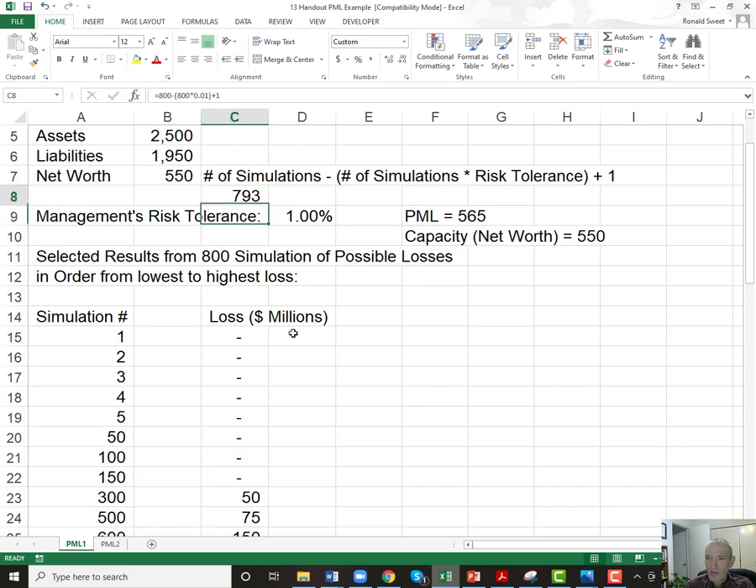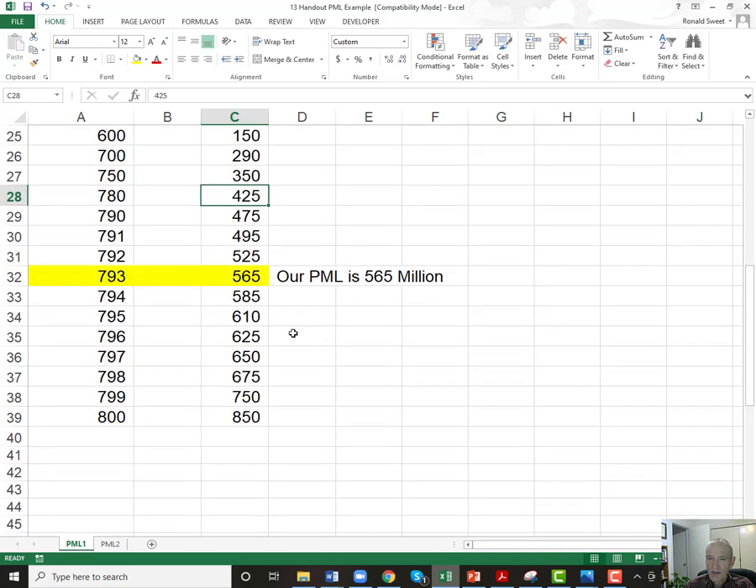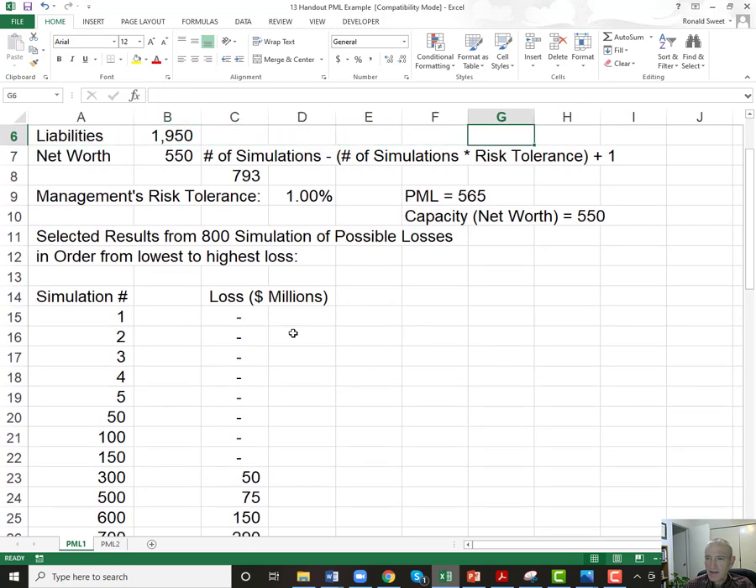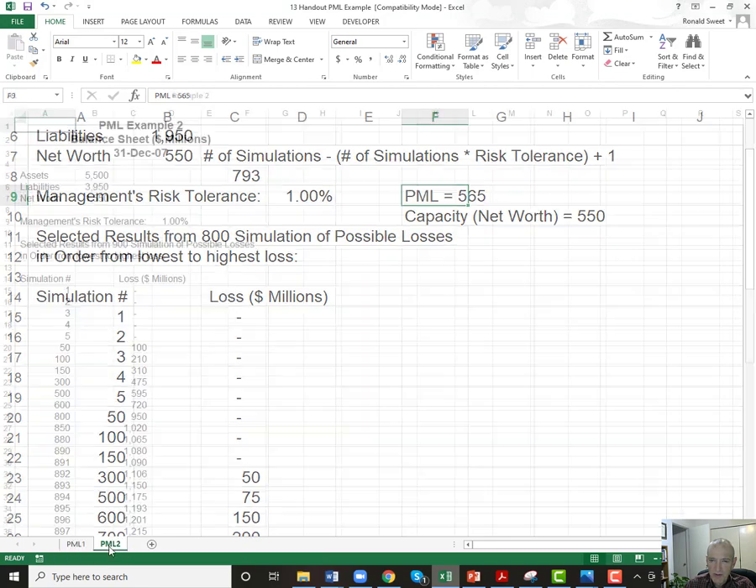So you figure out which simulation you're interested in. 793 here. We just took 800 minus 8 plus 1. So that gave us 793. We then go on to our simulations. We find that simulation. That is our PML, 565, the one that associates with that simulation. We compare that 565 to our net worth, which is our capacity. If it's greater, then we have to do certain things. If it's less, we have to do certain things. All right, so there's PML question number 1. Let's try number 2.